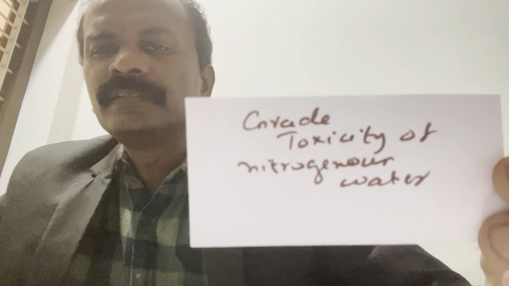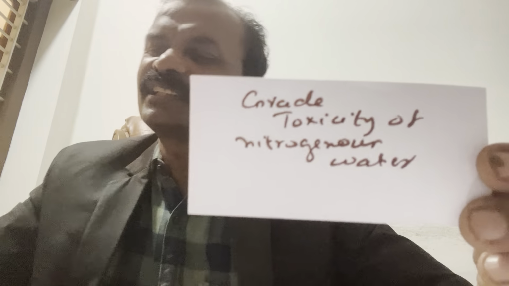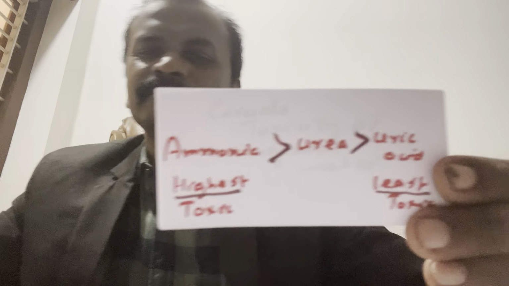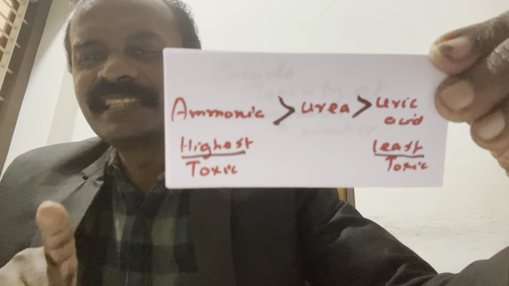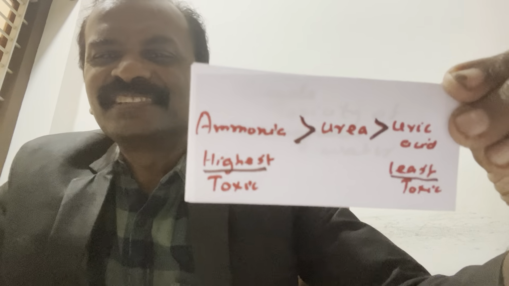So grade the toxicity of nitrogenous waste. Just now I taught you, they can ask a flowchart like this. Ammonia, highest toxic, I told. Least toxic is uric acid.